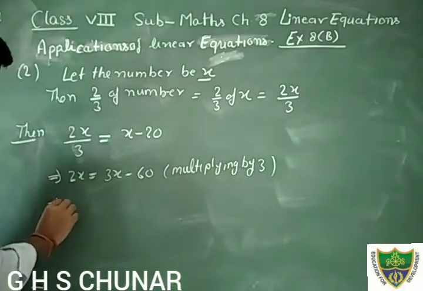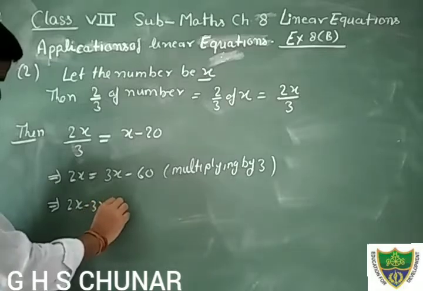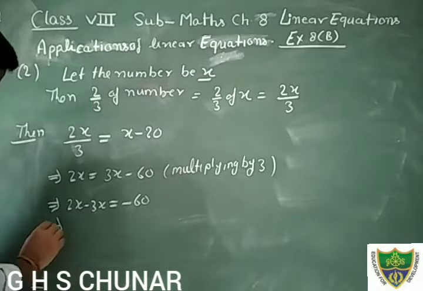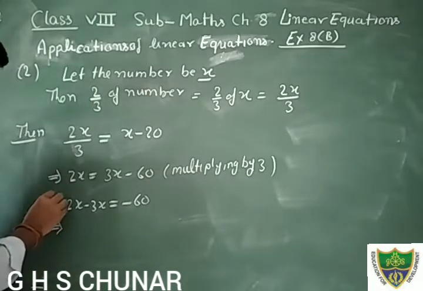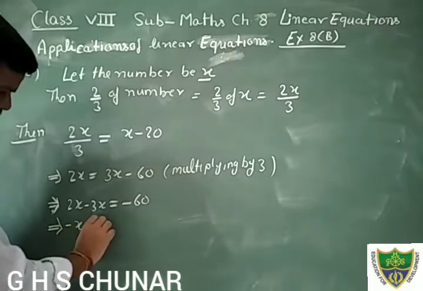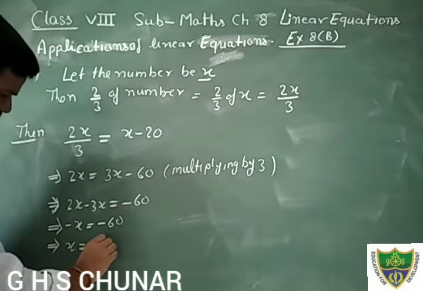This implies 2x minus 3x is equal to minus 60. This implies minus x is equal to minus 60. This implies x is equal to 60.